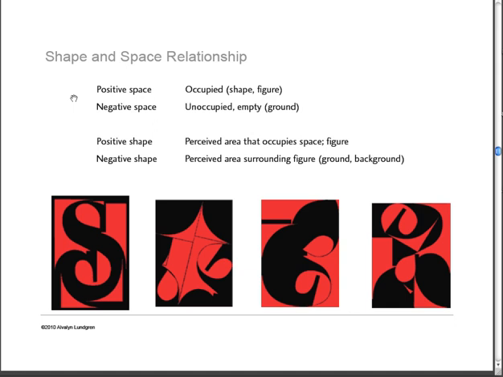So there's always a figure ground understanding. That is an automatic perception in our human sensibility. We will automatically look for and recognize and deal with figure ground relationships.